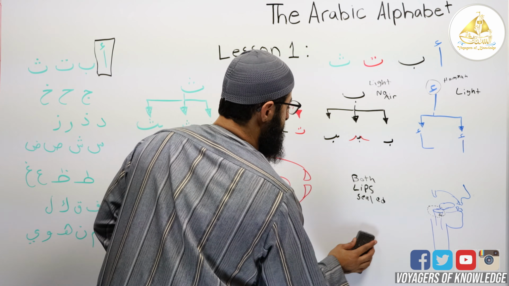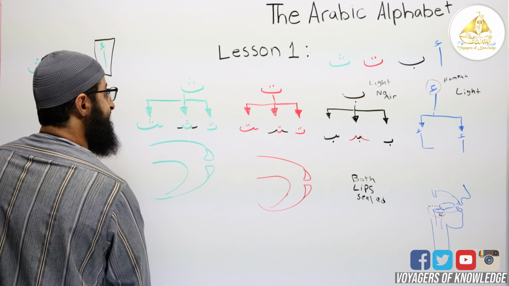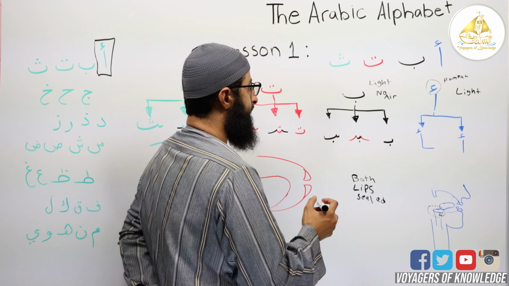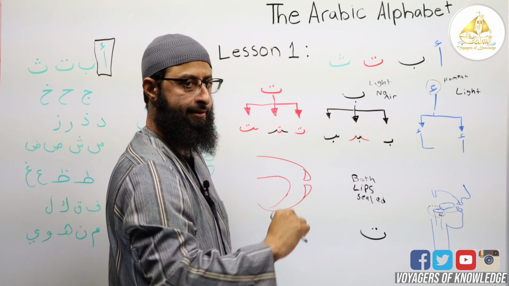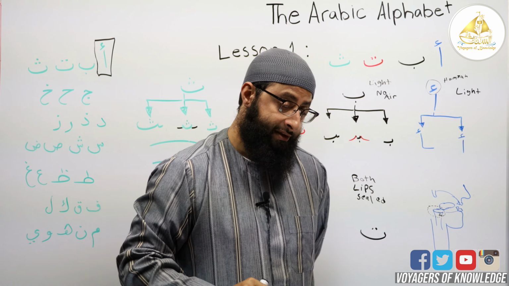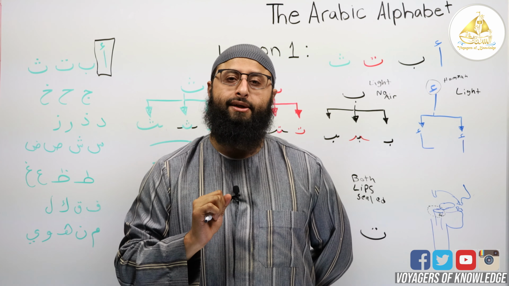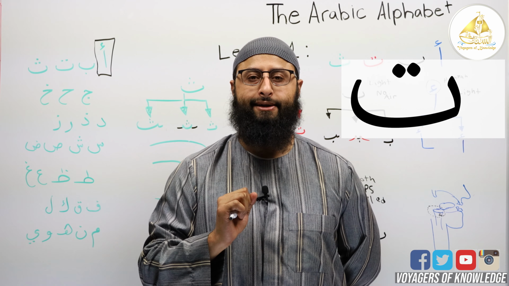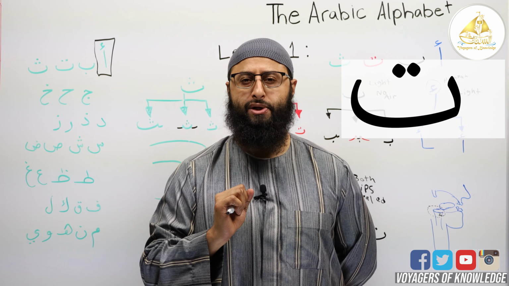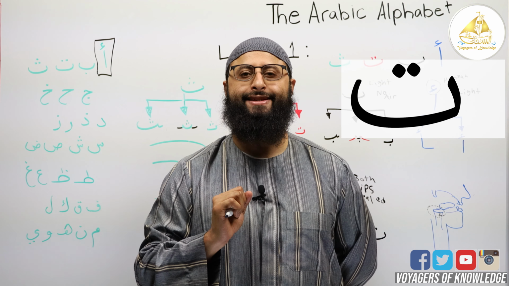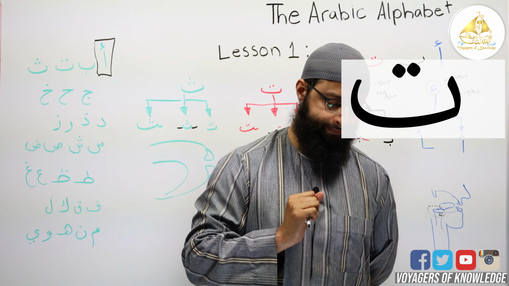Moving along to the next letter. Ta. I'm going to write it right here. Written in red above is the letter ta. I'm going to say it first, so please say it with me. Ta. Ta. One more time. Ta. Good.